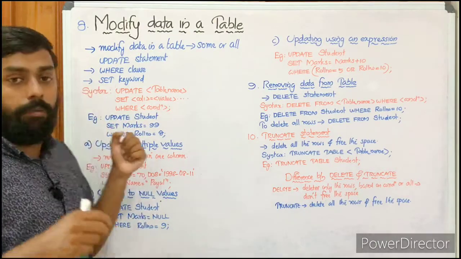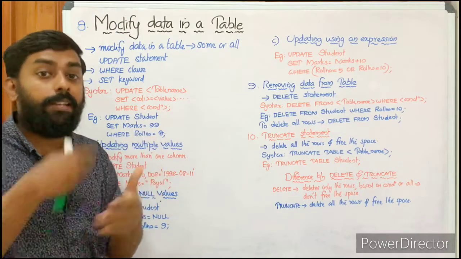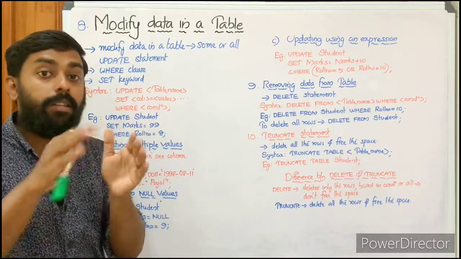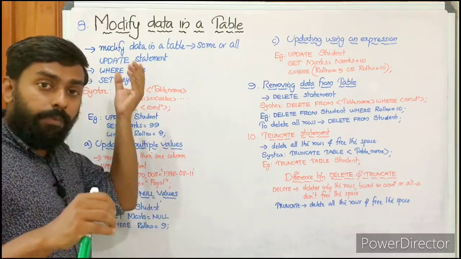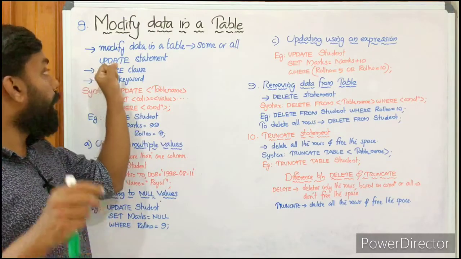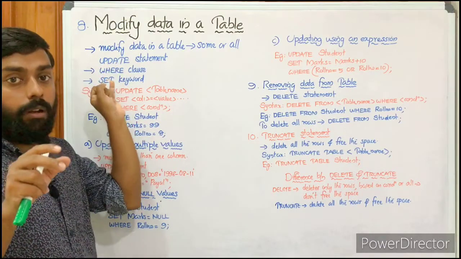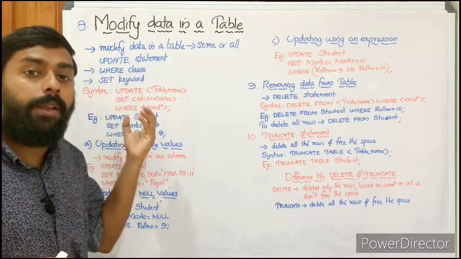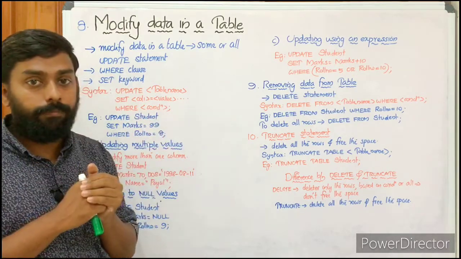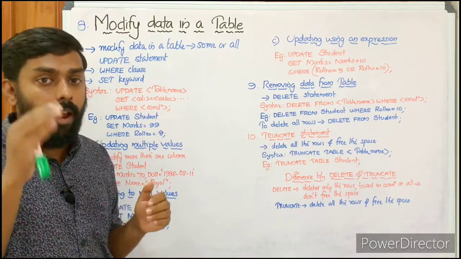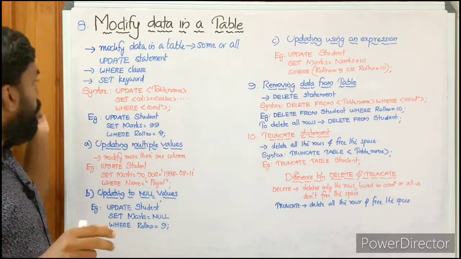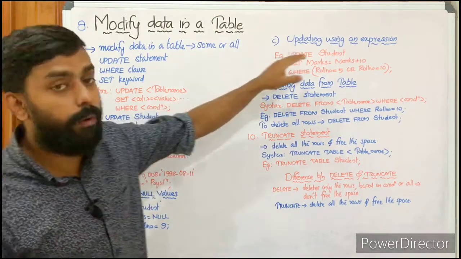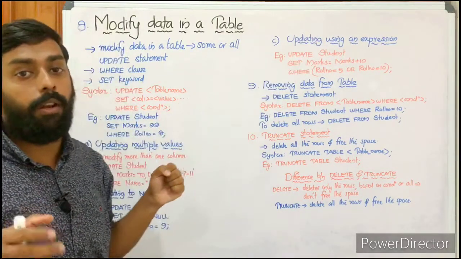Then the set keyword. The set keyword is used for setting a value. For example, set marks equal to 100, which sets the marks to 100. That's it. So these are the keywords used here. The main keyword is update, it's a statement, the where clause is used, and of course the set keyword is also used. And the update statement can be applied in 3 ways. The first one is updating multiple values, the second one is updating to null values, and the last one is updating based on an expression or an equation.